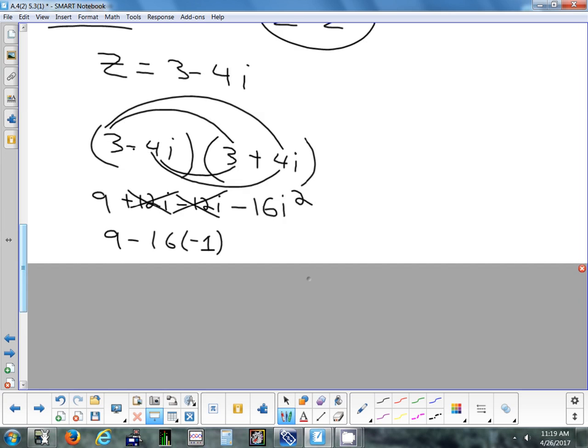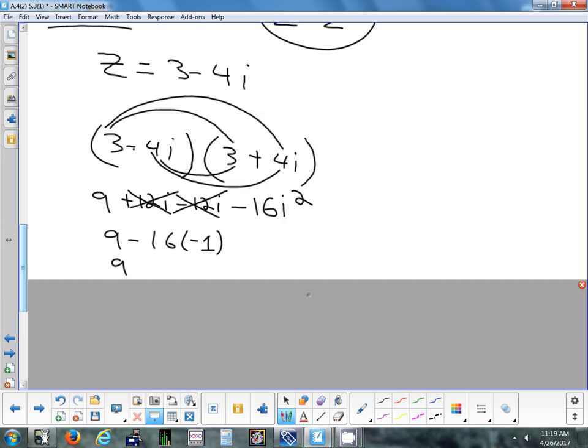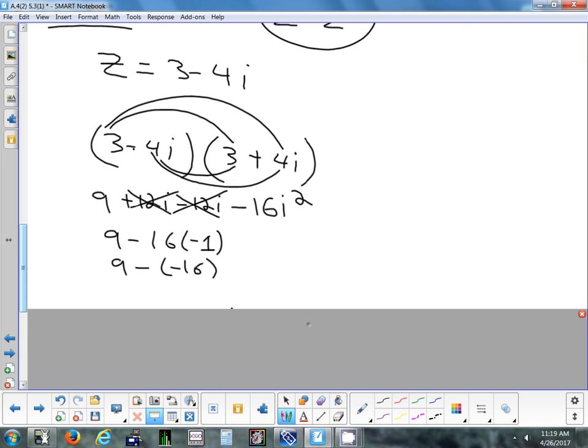So are there any i's left in this problem? No, and that always happens. That's the reason why we multiply by a conjugate. It causes all the i's to disappear. Okay, so I'm left with 9 minus, and now I'll do this out, 16 times negative 1, just negative 16. And lastly, that turns into a plus. So what's 9 plus 16? 25.